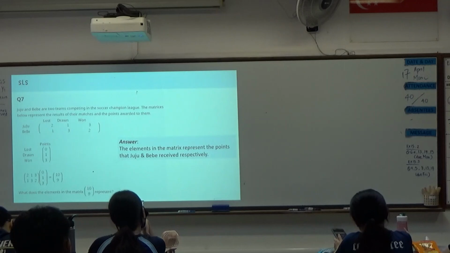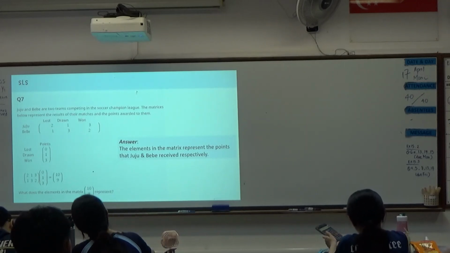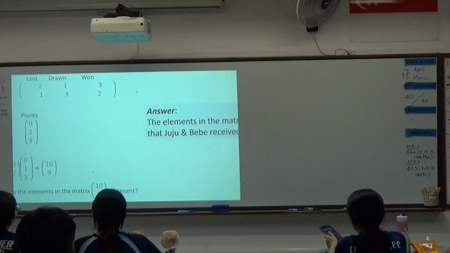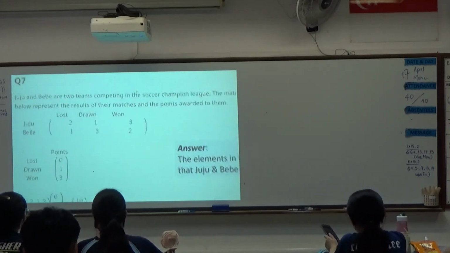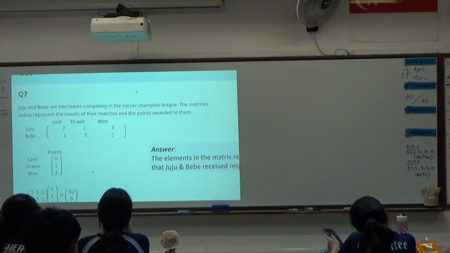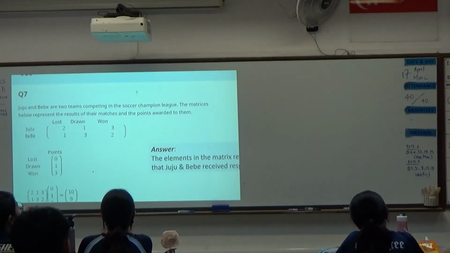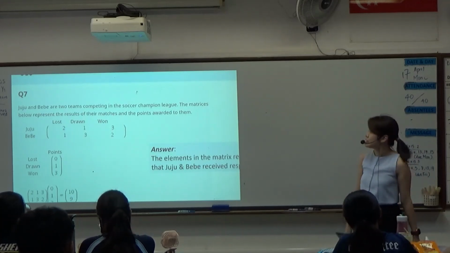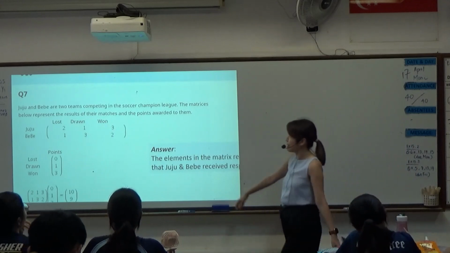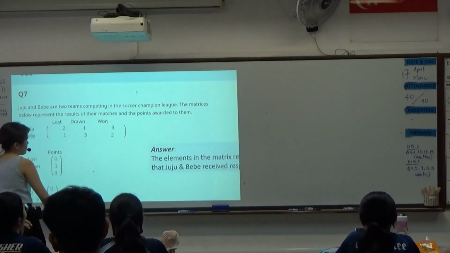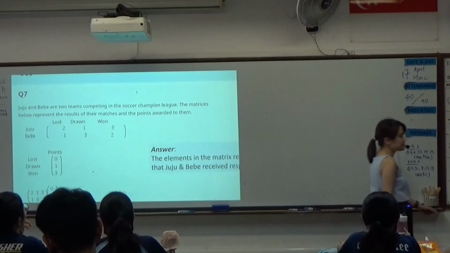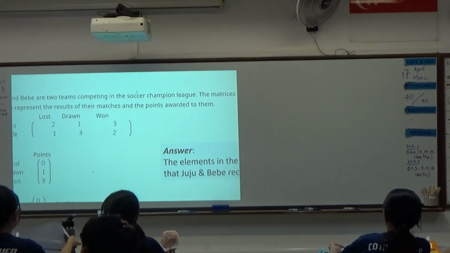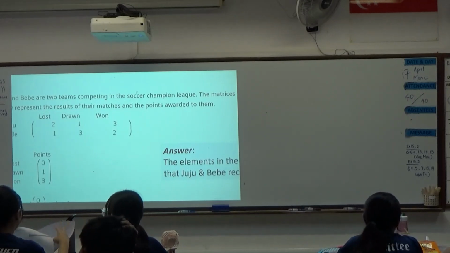I want to go through this question from your SLS lesson. I have seen some of your answers. Okay, so this question talks about Juju and BB, two teams competing in the soccer champion league. The matrices below represent the results of their matches and points awarded to them. Then we have to explain what the elements in the matrix of their product actually represent.